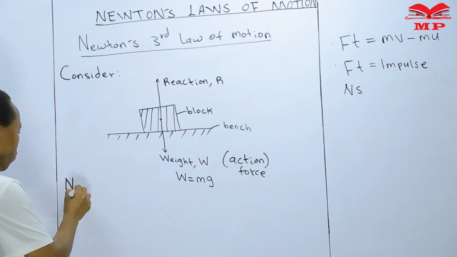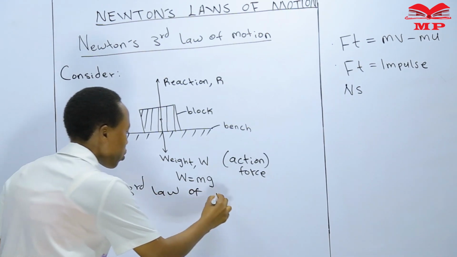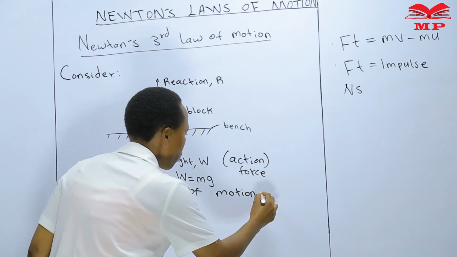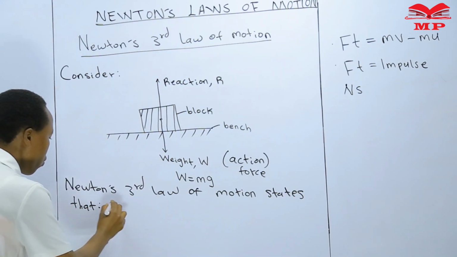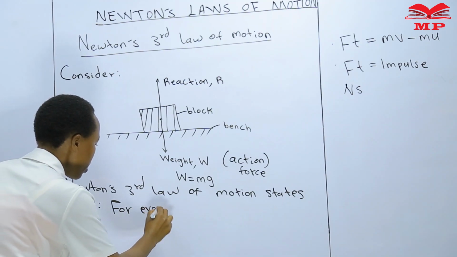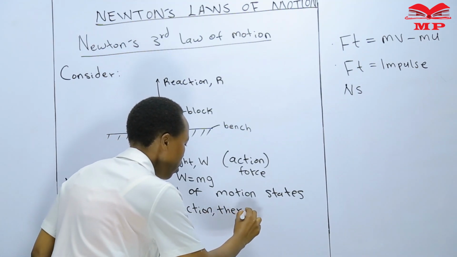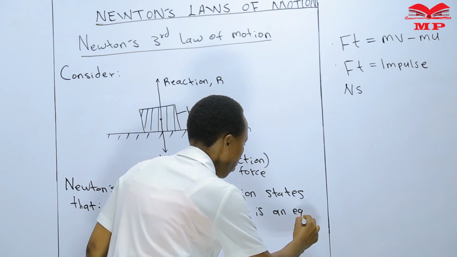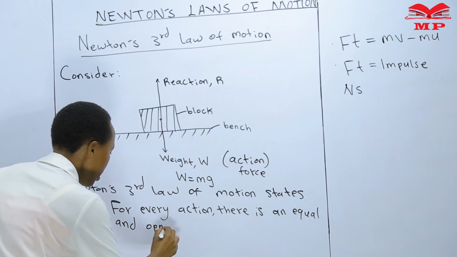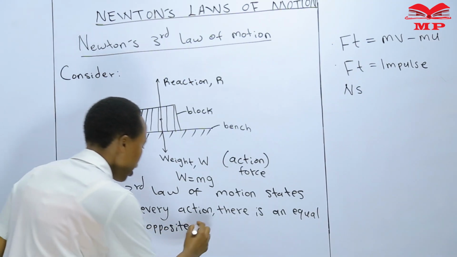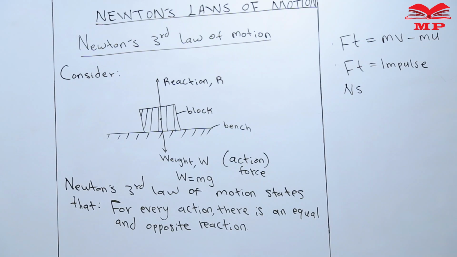Newton's third law of motion states that for every action, there is an equal and opposite reaction. So that is Newton's third law of motion.